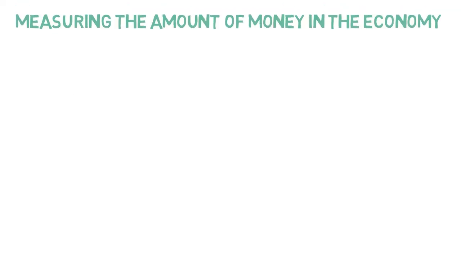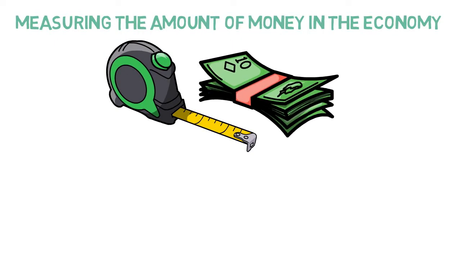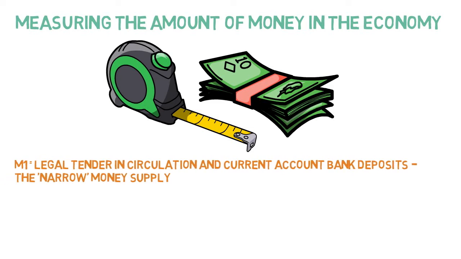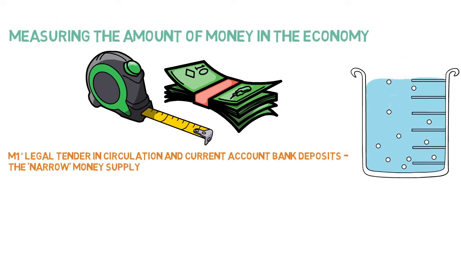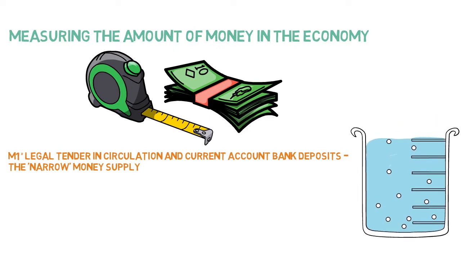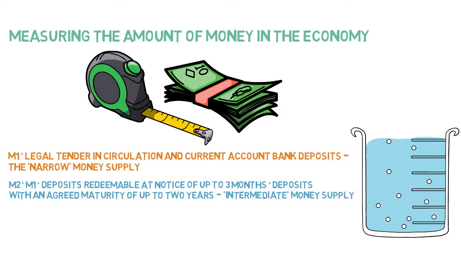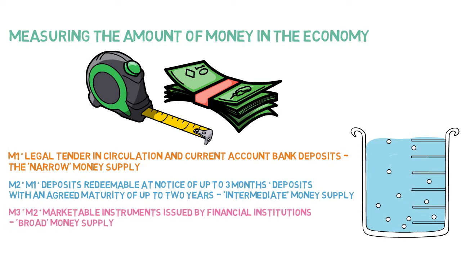Now, we can also look at measuring the amount of money in the economy, and to do this, we look at three different definitions. The first one is M1, which is legal tender in circulation and current account bank deposits. We call this the narrow money supply. So this is money that is highly liquid, and we use the term liquid in terms of how quickly we can buy something with this kind of asset. M2 is M1 plus deposits redeemable at notice of up to 3 months, plus deposits with an agreed maturity of up to 2 years. So that's the intermediate money supply. It takes a bit more time to purchase something with this. And M3 is that plus marketable instruments issued by financial institutions, or the broad money supply.